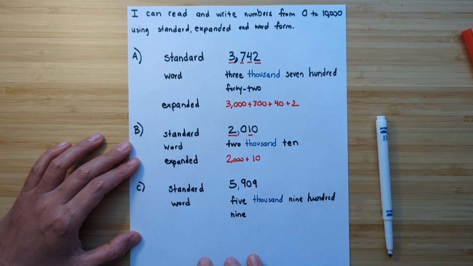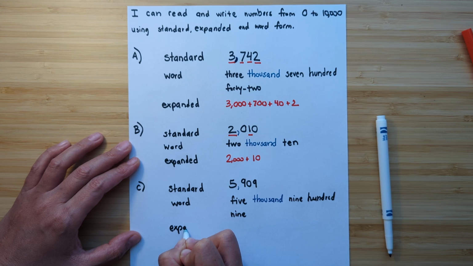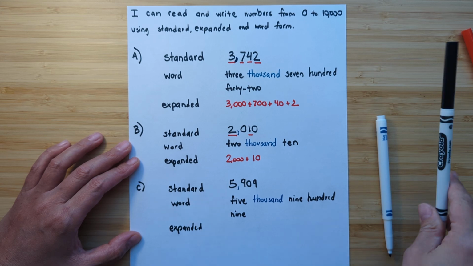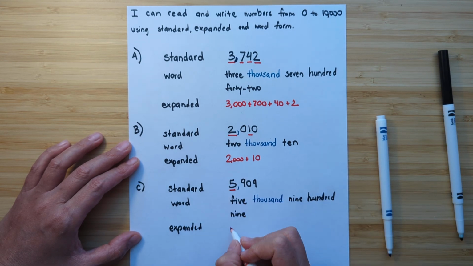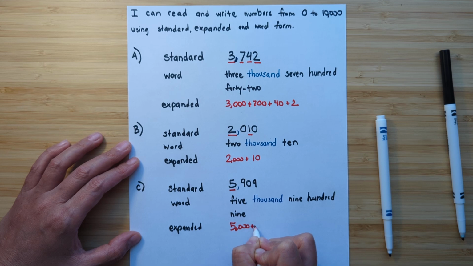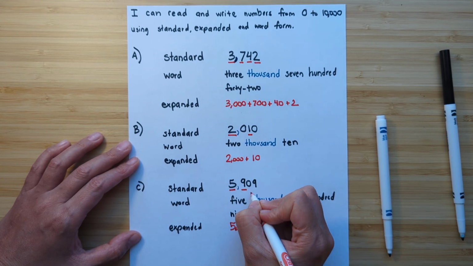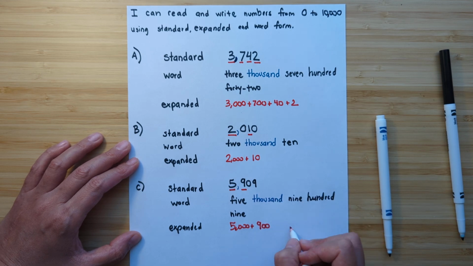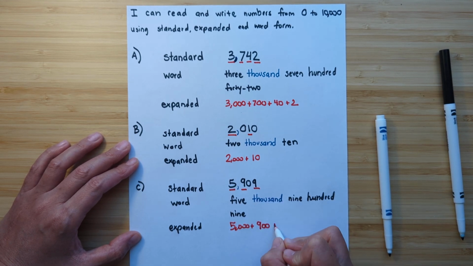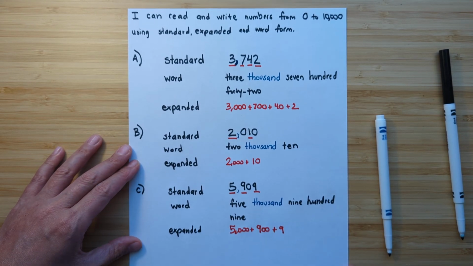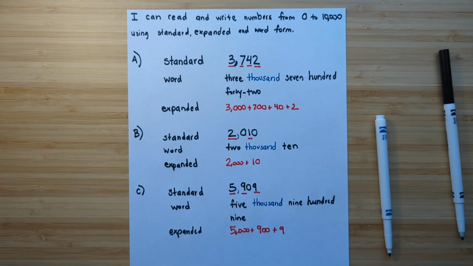And then in expanded form, I'm going to underline each digit as I write it out. That 5 represents 5,000. This 9 represents 900. There's no value in the tens place, so I don't have to write that out, but there is in the ones place.